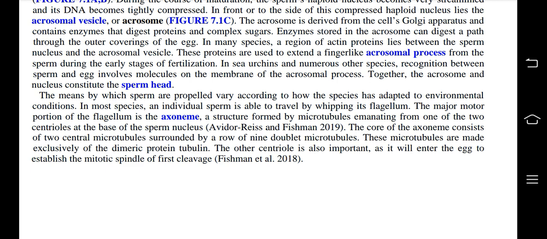The means by which sperm are propelled vary according to how the species has adapted to environmental conditions. In most species, an individual sperm is able to travel by whipping its flagellum. The major motor portion of the flagellum is the axoneme, a structure formed by microtubules emanating from the centriole: two central microtubules surrounded by a row of 9 doublet microtubules. These microtubules are made exclusively of the dimeric protein tubulin. The other centriole is also important as it will enter the egg to establish the mitotic spindle of first cleavage.